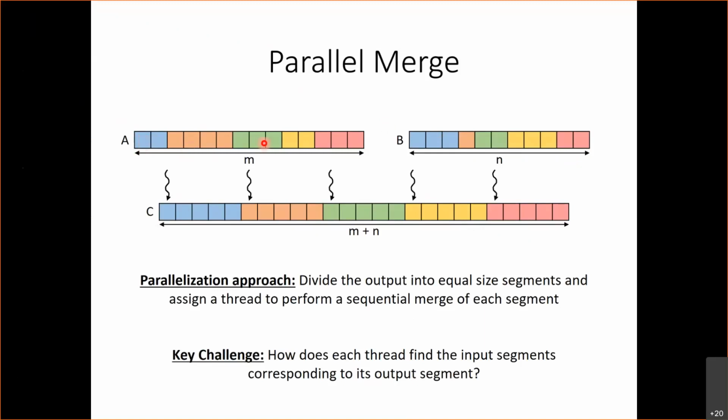It could be that it needs 2 elements from A and 3 elements from B. Or this other thread is using 4 elements from A and 1 element from B. And a thread doesn't really know; this second thread cannot wait for the first thread to finish its own merge for it to start its merge. Otherwise, there's no point in parallelization. So the key challenge is, if I assign a thread to a certain segment, how does this thread find the corresponding segments in A and B?